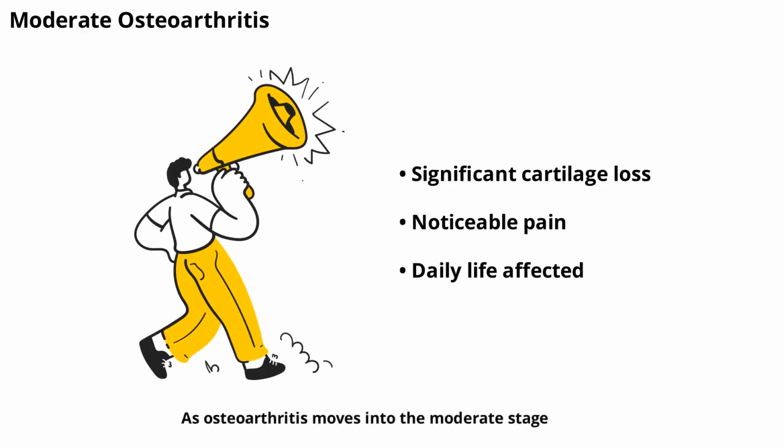As osteoarthritis moves into the moderate stage, cartilage loss becomes more significant. Pain and stiffness are more noticeable, especially after periods of rest or increased activity. Swelling and reduced range of motion may also develop. At this point, daily activities may start to be affected, prompting people to seek medical advice.